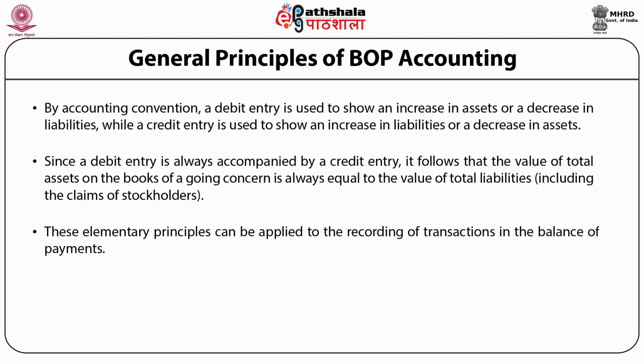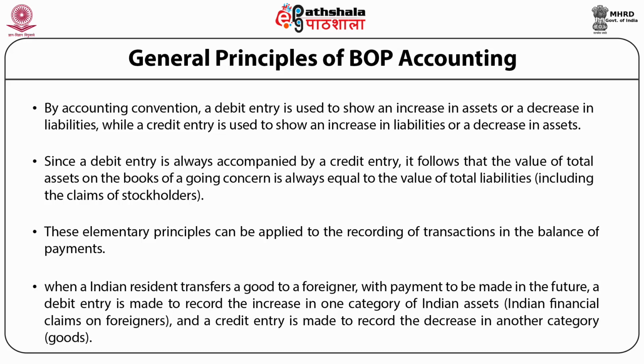For example, when a foreigner gives up an asset to a resident of this country, in return for a promise of future payment, a debit entry is made to show the increase in stock of assets held by Indian residents, and a credit entry is made to show the increase in Indian liabilities to foreigners, that is, in foreign claims on Indian residents. Or when an Indian resident transfers a good to a foreigner with payment to be made in the future, a debit entry is made to record the increase in one category of Indian assets, that is, Indian financial claims on foreigners, and a credit entry is made to record the decrease in another category, that is, goods.